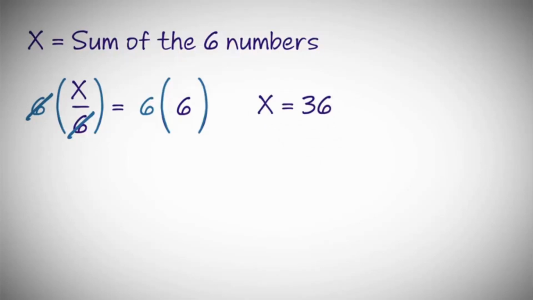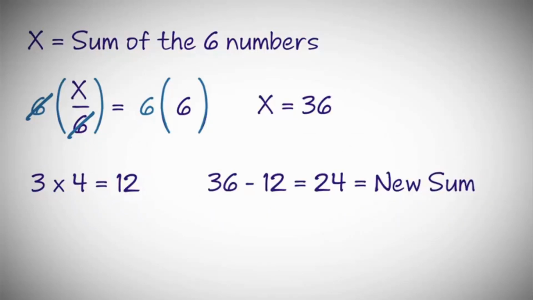Now the question tells us that 3 is going to be subtracted from each of 4 numbers. We still don't know what those individual numbers are, and we don't know which numbers we're subtracting 3 from. So we need to think about this in a more general sense. If we're subtracting 3 from 4 numbers, we're essentially subtracting 3 4 times, or subtracting 12 from the sum. 36 minus 12 is 24. That's going to be our new sum.